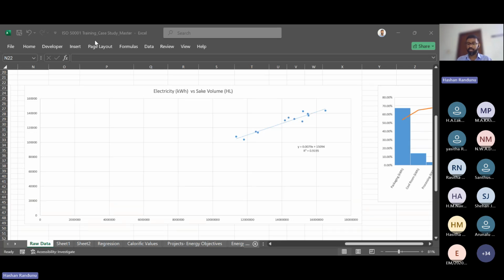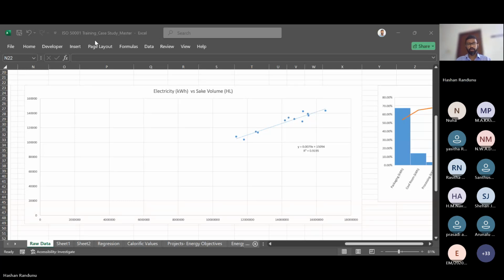And during the next session, Pushpika will explain the energy saving strategies, right? The energy saving strategies. So we identified the projects now. So how are we going to identify the projects? We identify the projects either based on our experience or as an outcome of the energy audit, right? As an outcome of the energy audit.